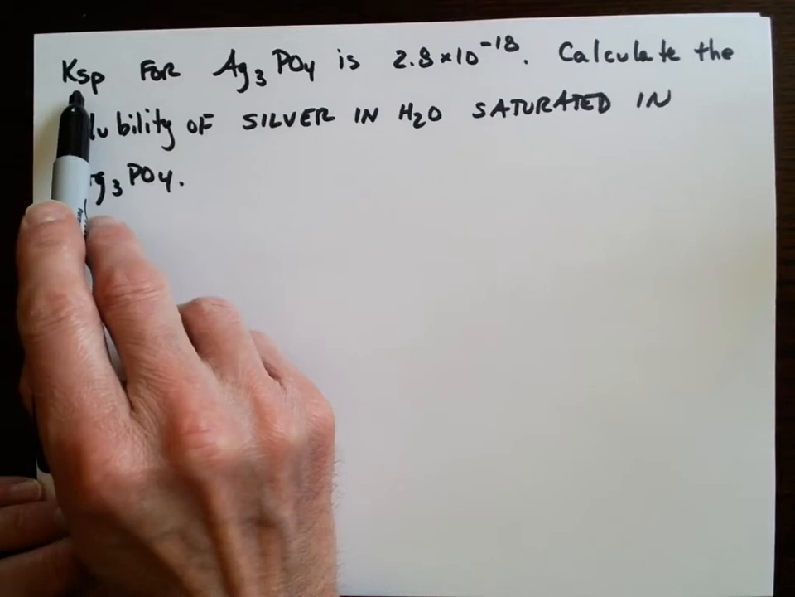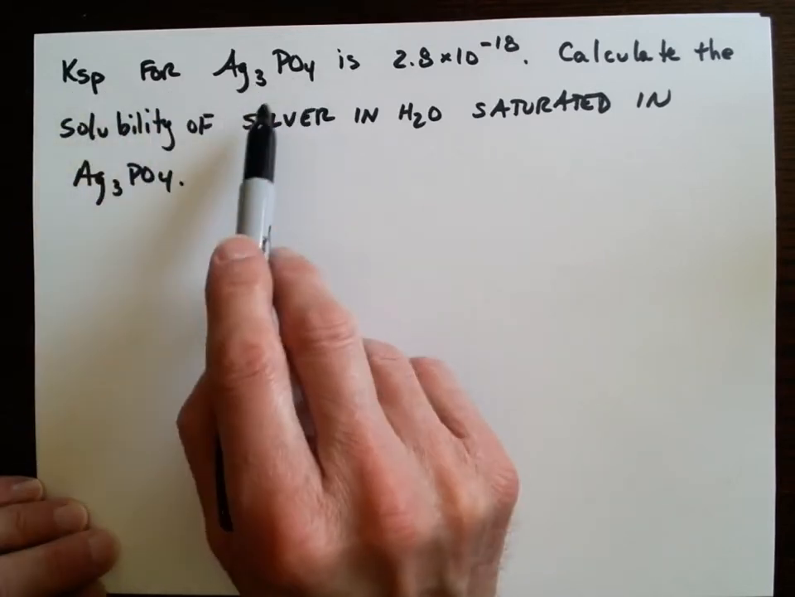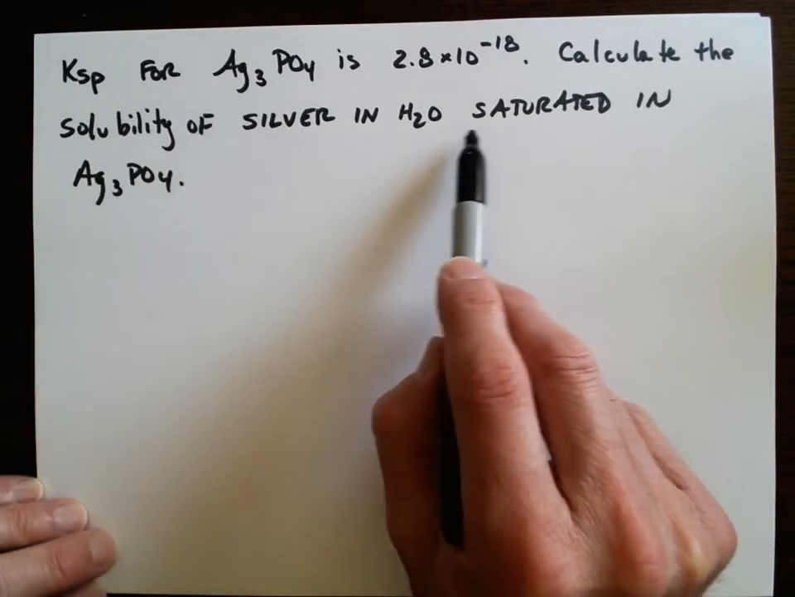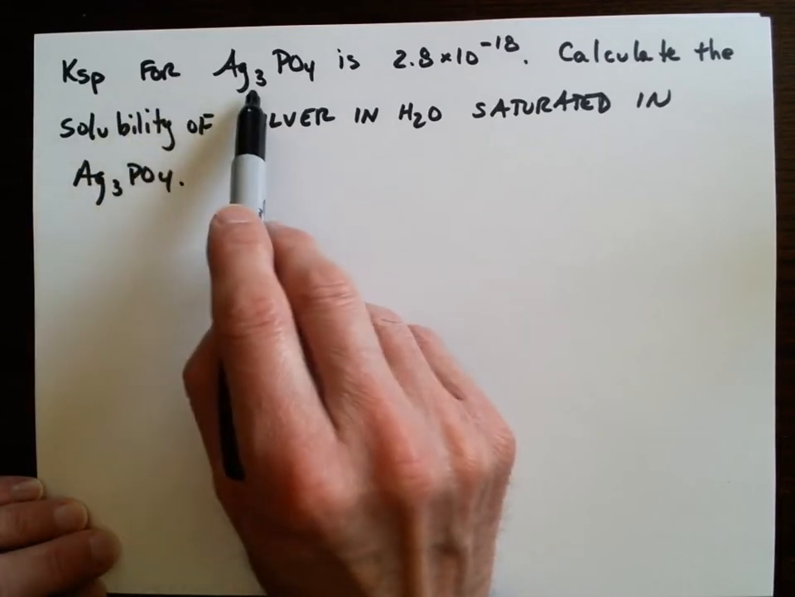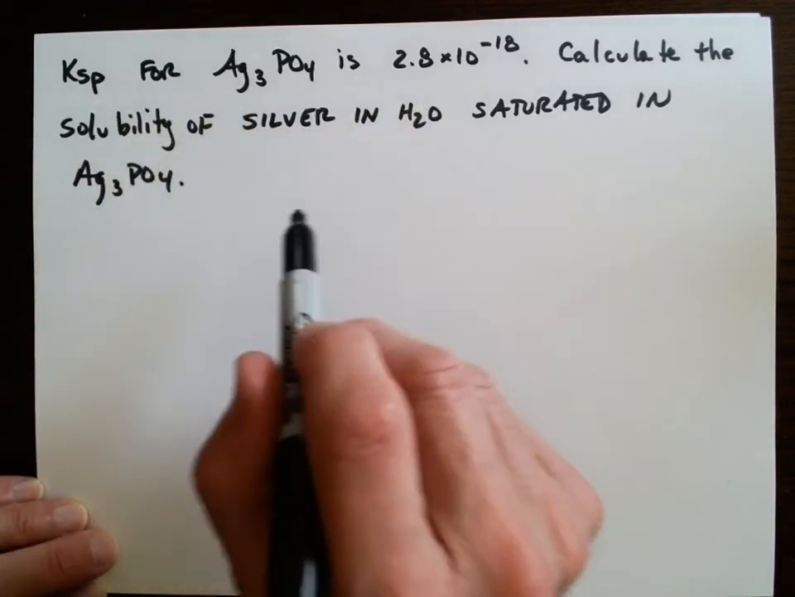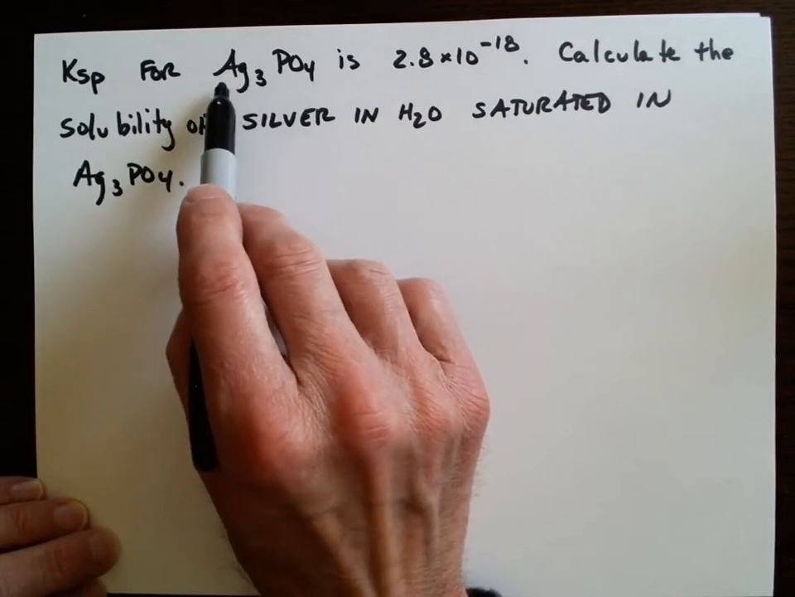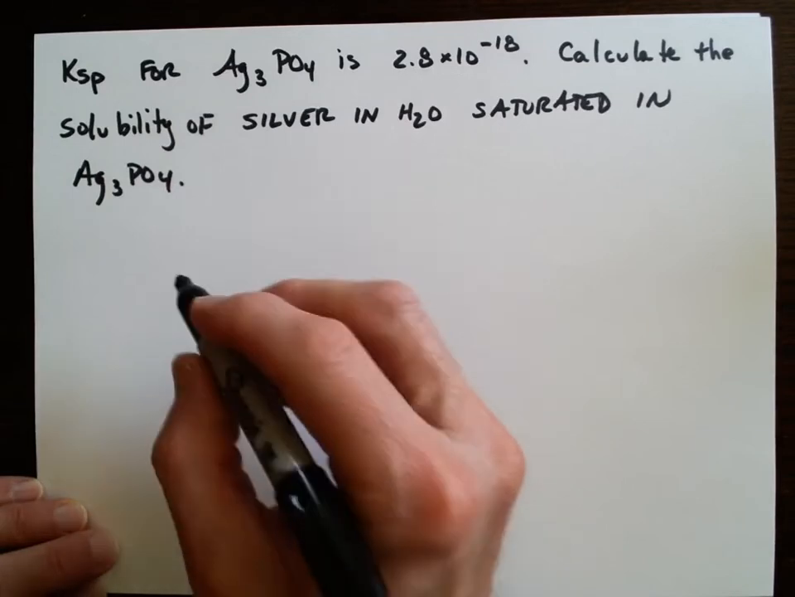In this question, we're going to find KSP for silver phosphate. So we're not going to find it. We're going to find the solubility of silver in a solution of water that's been saturated with silver phosphate. We're given KSP for silver phosphate here. This is one of those cases where you better know your polyatomic ions, and you ought to know how silver phosphate dissolves when it does so in water.